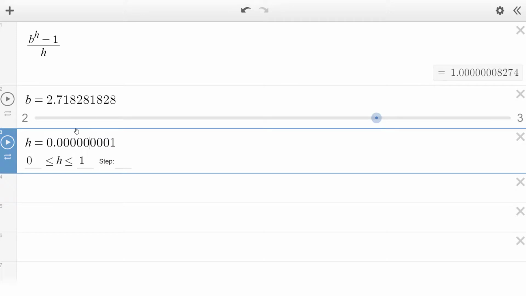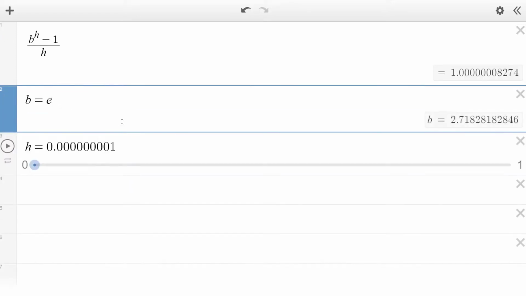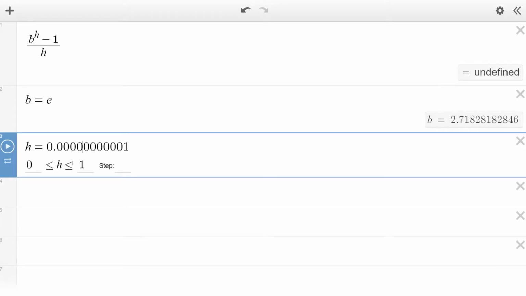Okay, so 2.71828, 1828. Yeah, see, Desmos won't go anymore. But you can see it's around that number. That number is roughly e. If I put in e here, it will get very close to 1, incredibly close to 1. Unfortunately, Desmos won't allow me to put any more zeros in here because it causes undefined.